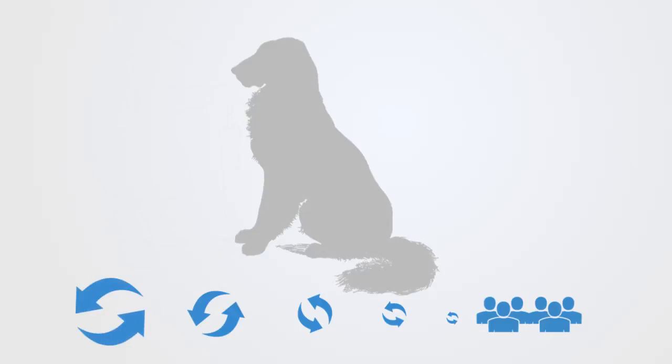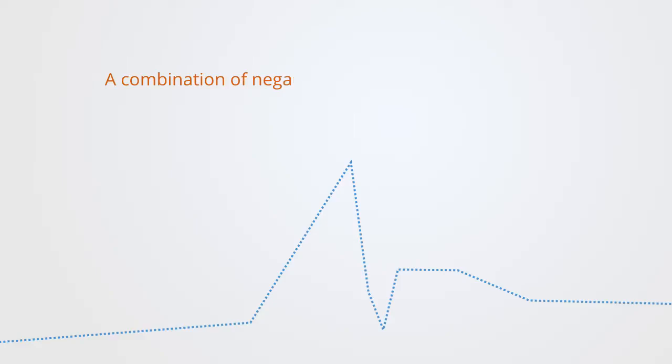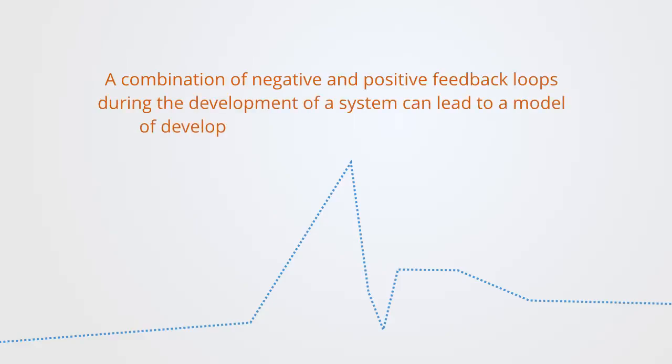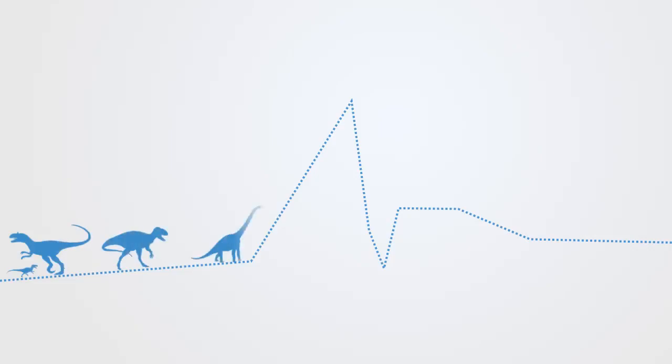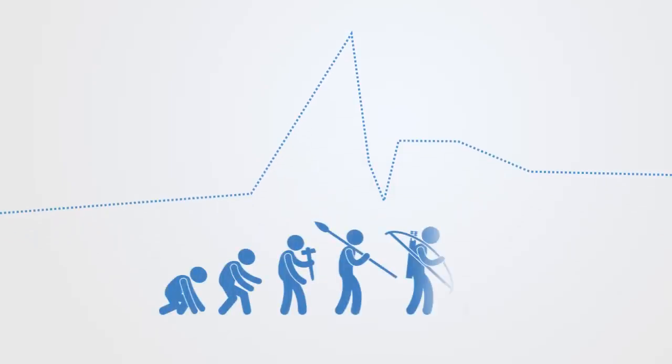Meaning, because of heightened connectivity and interdependence, major new phenomena start out at the fringes and then through positive feedback build up and make their way into the mainstream. A combination of both negative and positive feedback loops during the development of a system can lead to a model of its development called punctuated equilibrium. Punctuated equilibrium is a model first derived from evolutionary biology, but has also been applied to social theory as a method for understanding change within complex social systems.